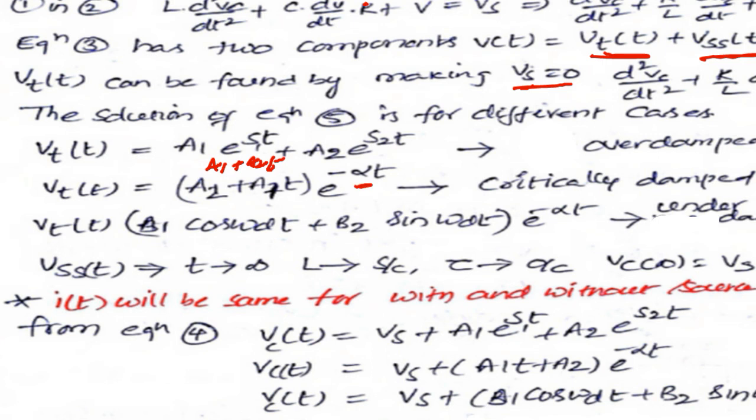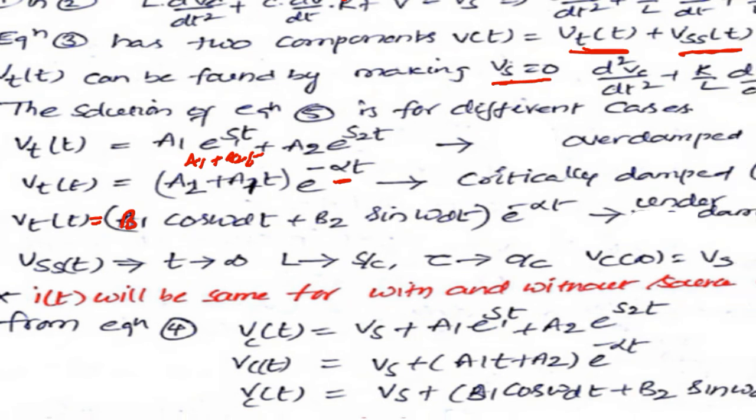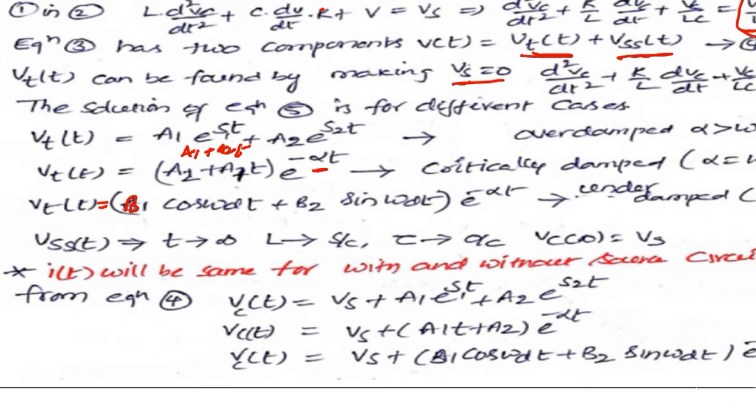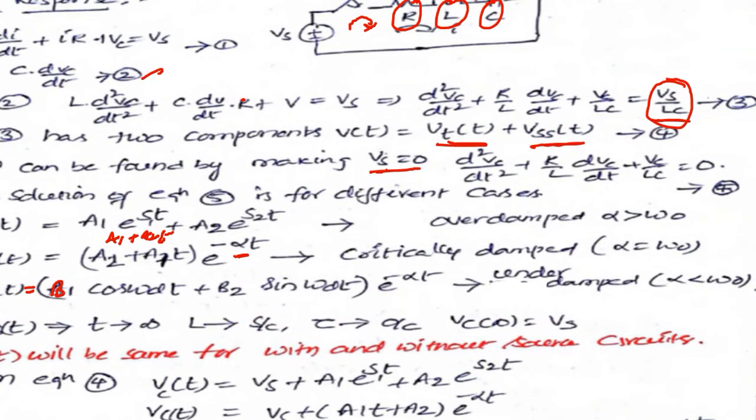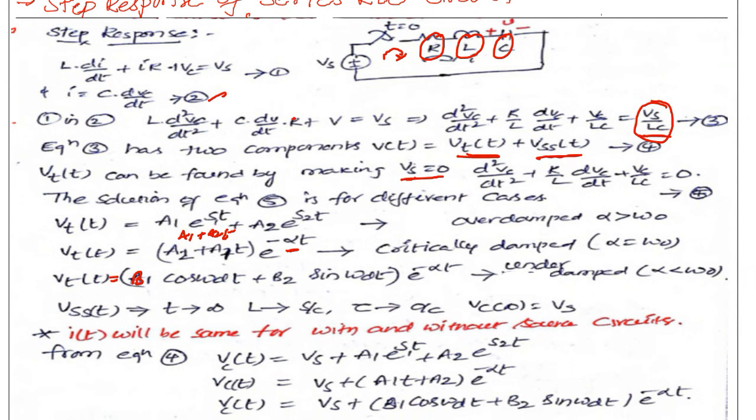Similarly, Vt of t is equal to b1 into cos omega dt plus b2 into sin omega dt. So this is for the underdamped case. Here, in this solution we have two responses. The first one is the steady state response, the second one is the transient response. The transient response we found like this.